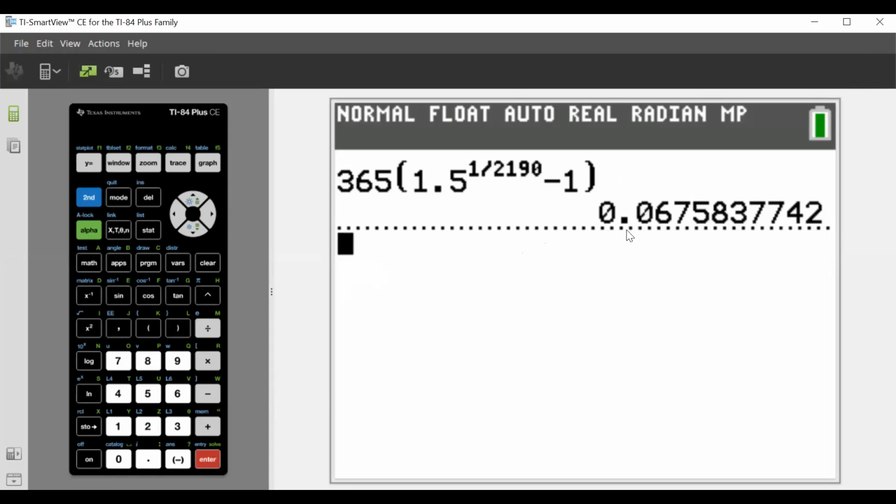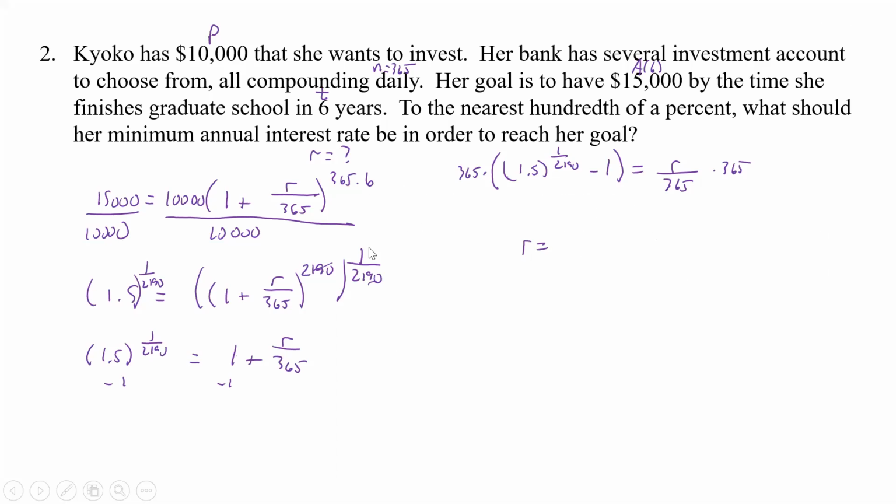So we need to get the 0.06758 as a decimal. So that's 0.06758. Now, if it wants it to be an interest rate, then that's going to be, move the decimal 2 places, 6.758%. Now, it doesn't say how many decimal places, but let's do 2. So 6.76% would be the rate that she would want to get to be able to reach her goal in those 6 years. Okay. All right, let's pause there and we'll be back.